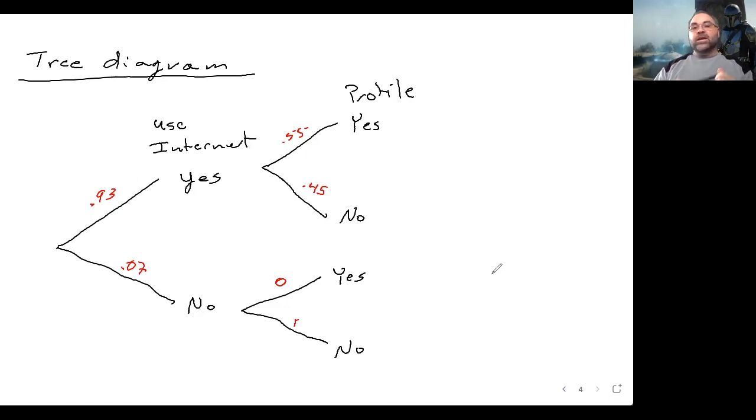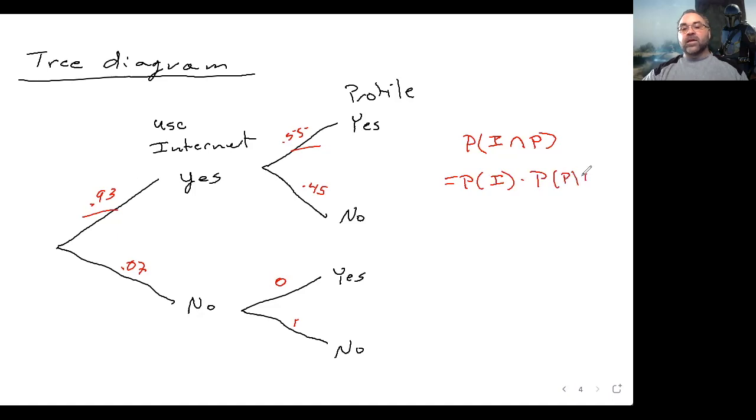And then what we can do with this is answer some questions. For example, what is the probability that a randomly selected 12 to 17-year-old uses the internet and has a profile online? Well, the cool thing about the tree is you just multiply along the branches to get there. That's the probability they use the internet times the probability they have a profile given they use the internet.